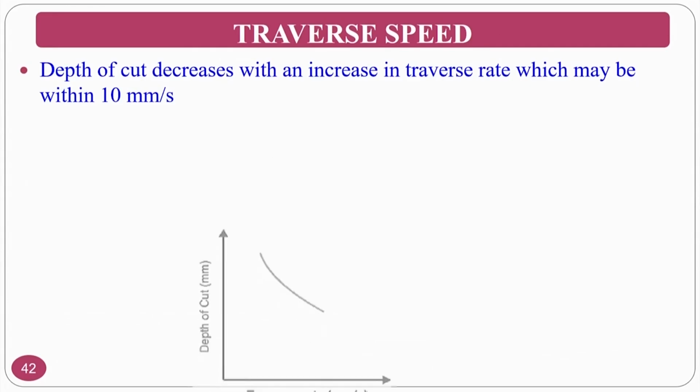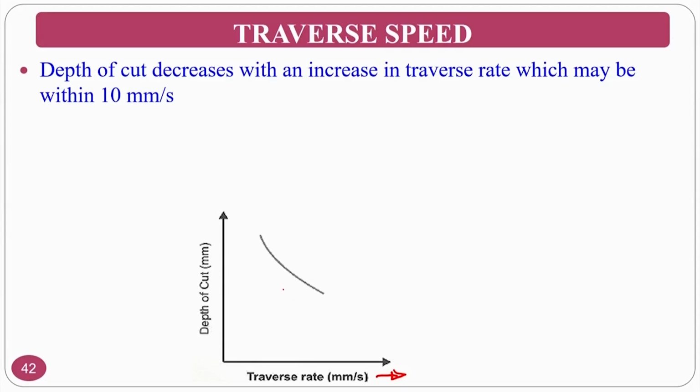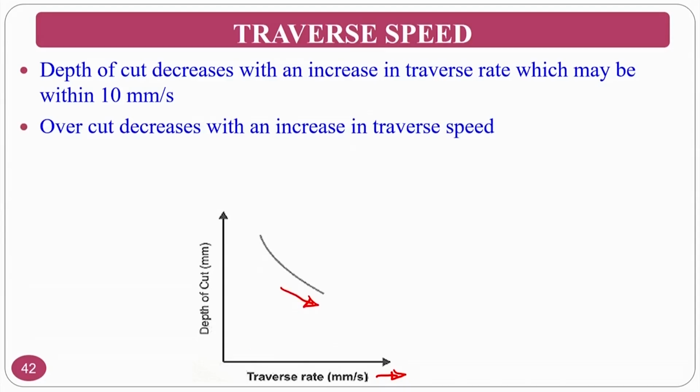Traverse speed: depth of cut decreases with increasing traverse rate. Assume my nozzle is moving while the workpiece is stationary. If the nozzle moves very fast, there will be insufficient time for cutting the workpiece material. That is why the depth of cut will decrease. So, overcut decreases with increasing traverse speed, because it doesn't have sufficient time to cut. That is why the overcuts will always reduce.